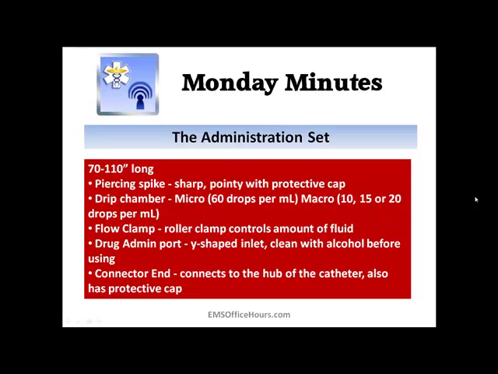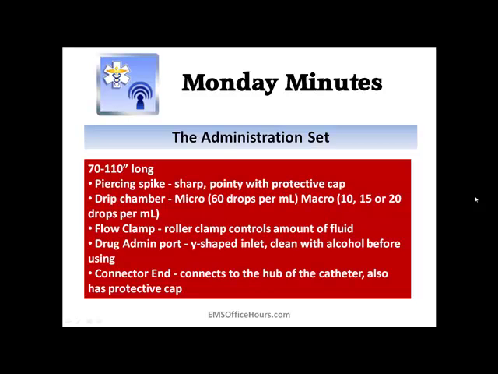Very important to use aseptic technique when you are piercing the bag. And of course, be careful because it is very sharp, just like a needle, and you can actually stick yourself with that piercing spike, even though it's plastic. You've got the flow clamp, which is a roller, or maybe some sort of a pinching clamp, which controls the amount of fluid that's going in. And you've got a little chamber there, the micro or macro drip. You're going to fill that chamber up with fluid, and then that's going to go into your flow clamp.